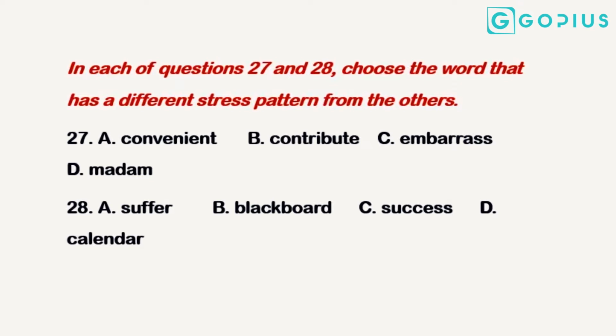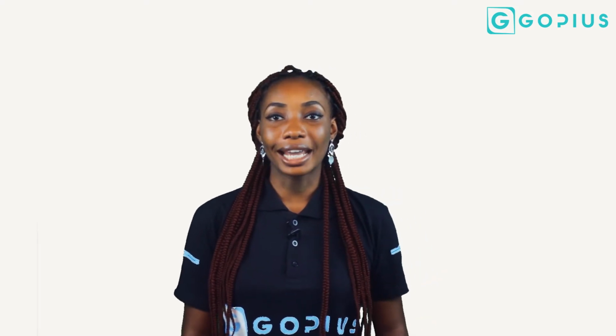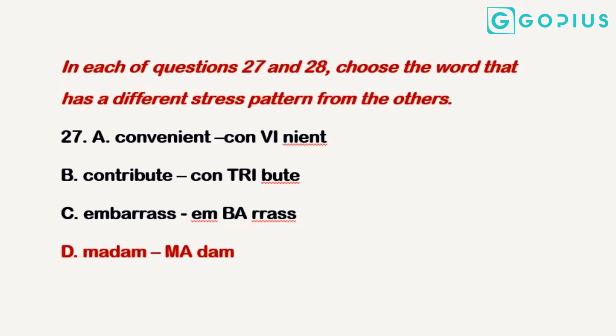For 28, we have suffer, blackboard, success, and calendar. So let us look at the answer. The answer will explain why we chose what and the rules guiding them.